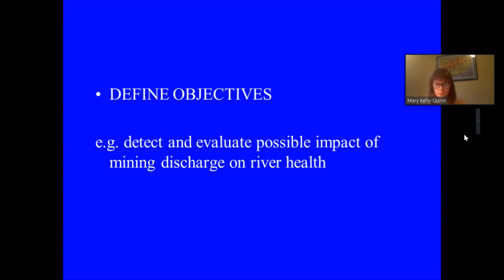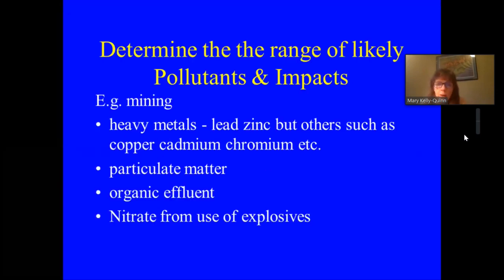So suppose you were asked to detect and evaluate the impact of mining discharge on river health. Okay, so just thinking about the range of pollutants, you'd obviously be talking about heavy metals. You'd be thinking about what is mined. So generally in Ireland, what is mined is lead and zinc, but it comes with other heavy metals. They might be in low concentrations and therefore not mined, but they can potentially enter watercourses and have a toxic effect. So in fact, where you have mining activity, you have a whole suite or cocktail of heavy metals. So you have copper, cadmium, chromium, mercury, and so on.